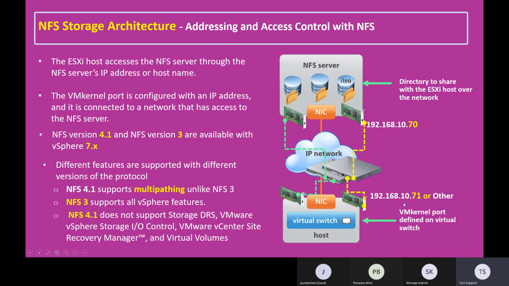in the same series of network. If it is in a different series, like the 192.168.11 series, if your NFS server is in a different series, during that time we need an additional VM kernel port group with the same network series. So that point I mentioned here: the VM kernel port is configured with an IP address. This IP address makes sure that it is within the NFS server series.